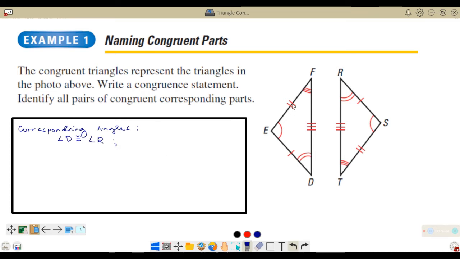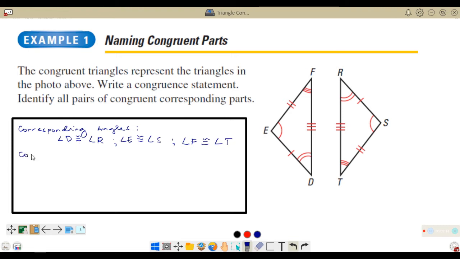Next, we have angle E. It has one curve. Isa lang yung marking. It is congruent to angle S. Yung may isang curve lang din. Next, we have angle F. May 3 markings tayo for the angle. So, we have angle F is congruent to angle T.